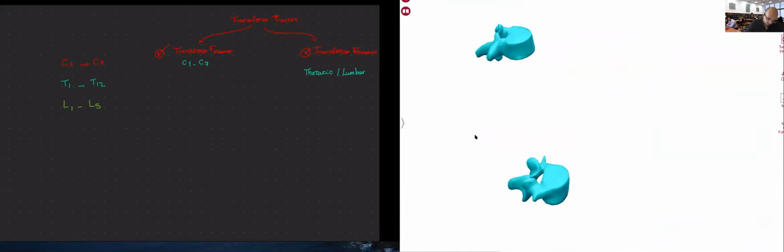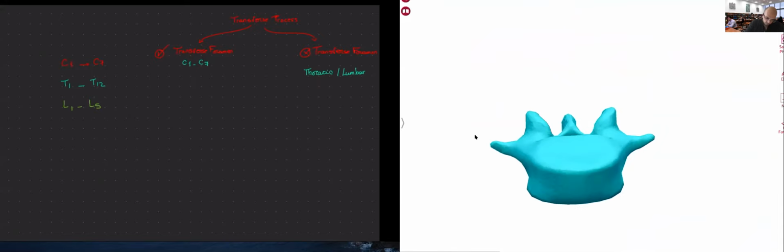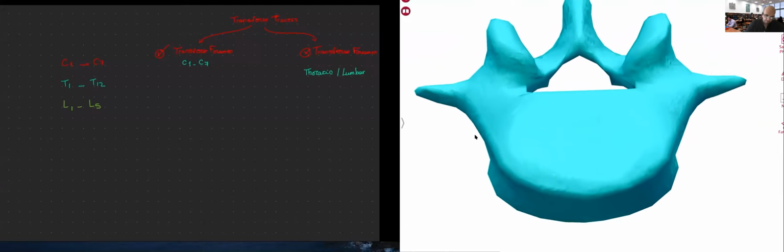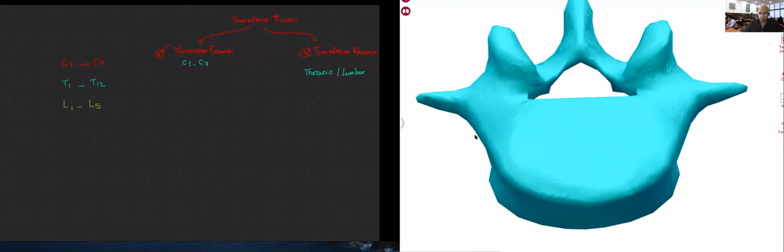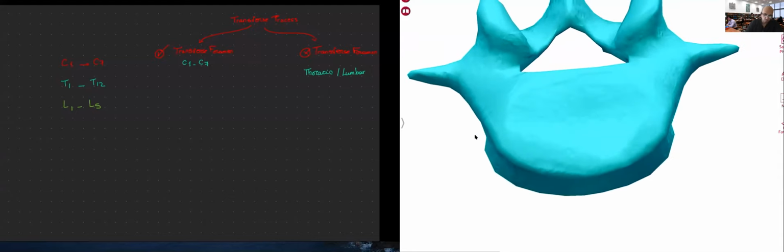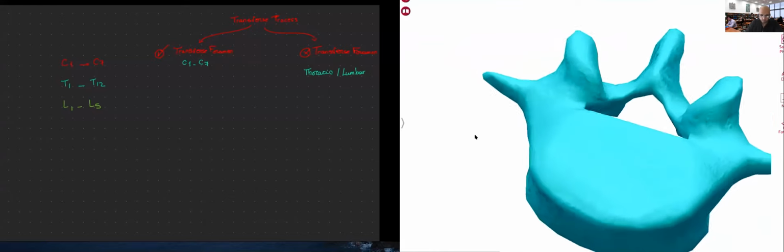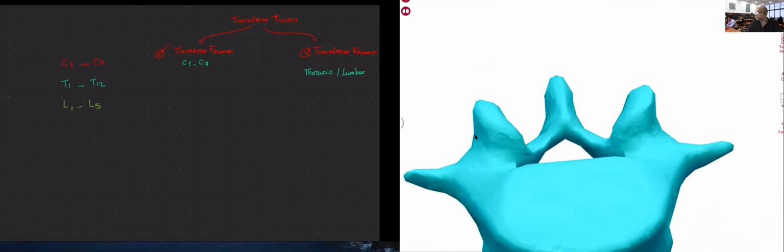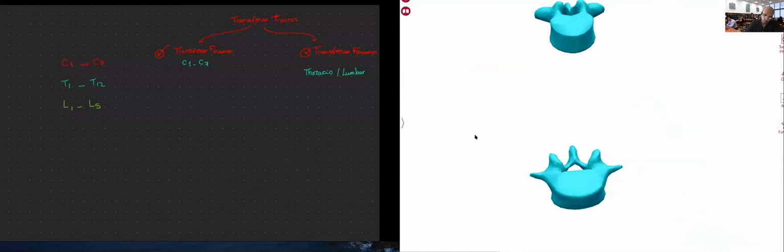How about this one? Check the transverse process. Do you have a hole in the transverse process? Do you have a foramen in the transverse process, or is it solid? No holes. So no transverse foramen. This means I am looking at either thoracic or lumbar. All right.